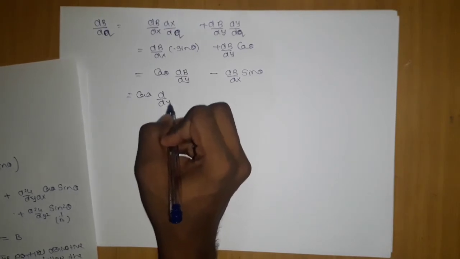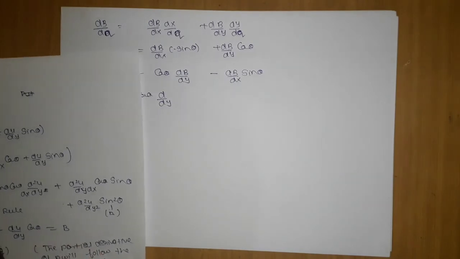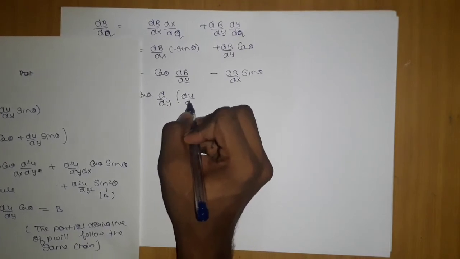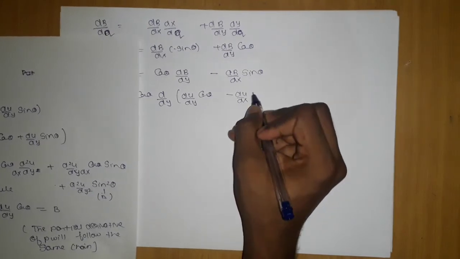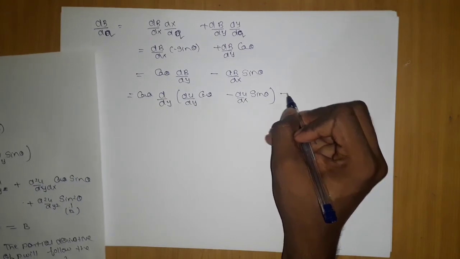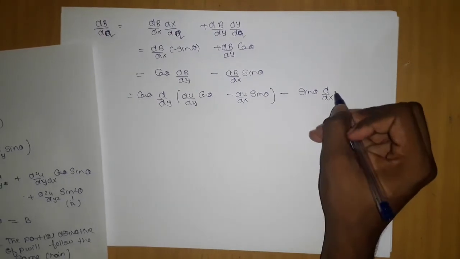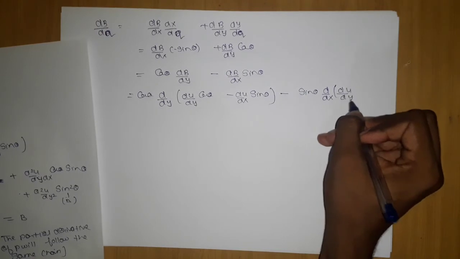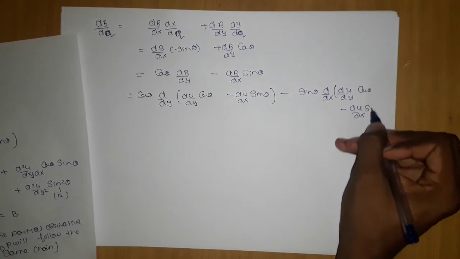The moment I substitute, b value was what? Let me check the b value from where we were getting. Okay, which was dou u by dou y cos theta minus dou u by dou x sin theta. This thing minus sin theta into dou by dou x. B is what? Dou u by dou y cos theta minus dou u by dou x sin theta.